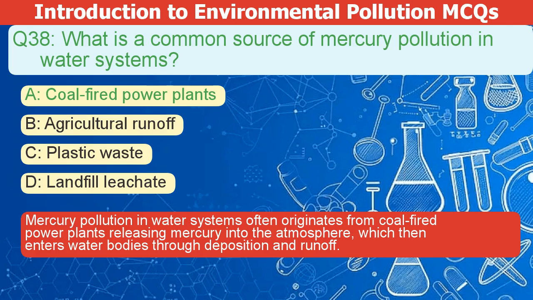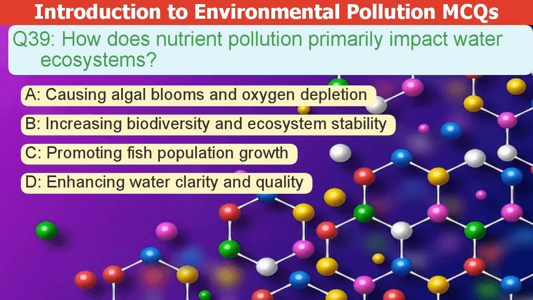Mercury pollution in water systems often comes from coal-fired power plants. These plants release mercury into the atmosphere. Then, it enters waterways through deposition and runoff. How does nutrient pollution primarily impact water ecosystems?